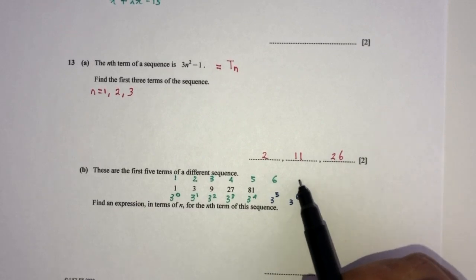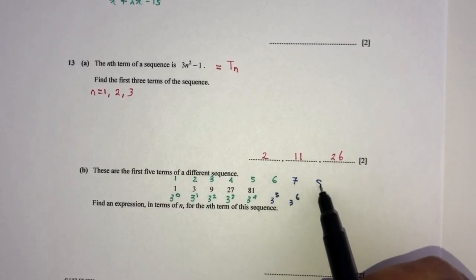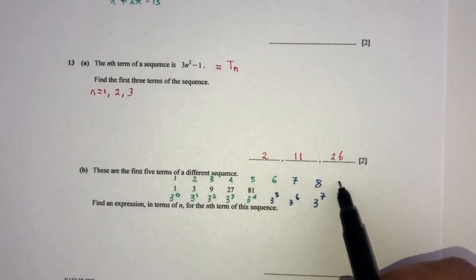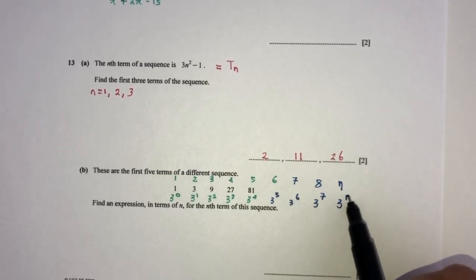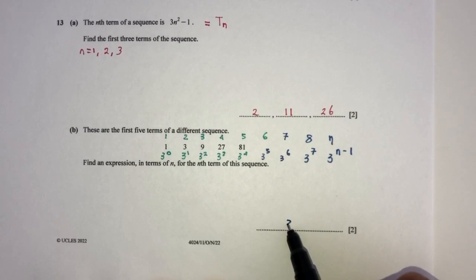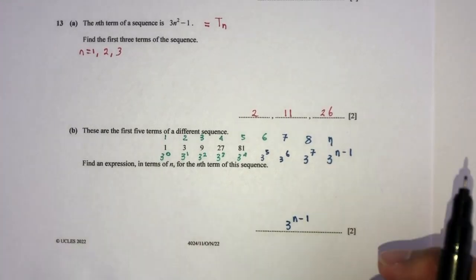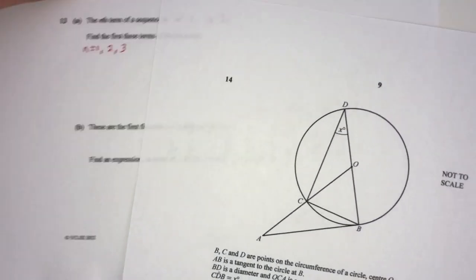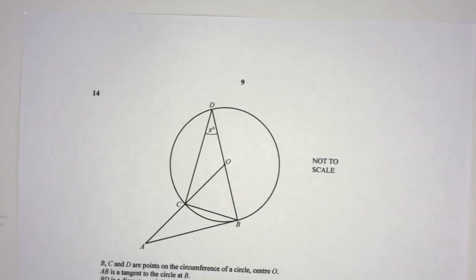So what if we had the 7th, what if we have the 8th? It will be 1 less than the term. So if you have n, that should be 3 power n minus 1. Again, this is done by observation. We can deduce step by step. In this case, n minus 1. That is your question number 13.